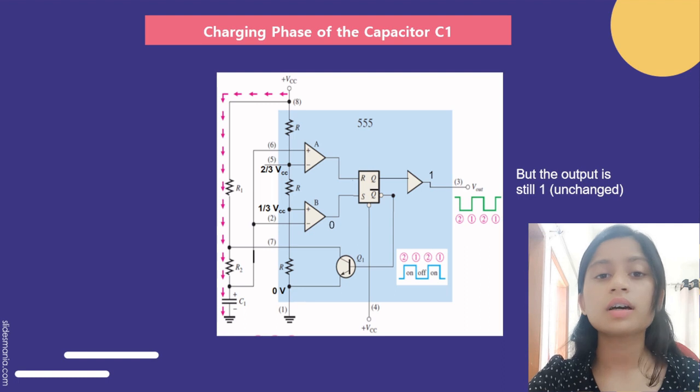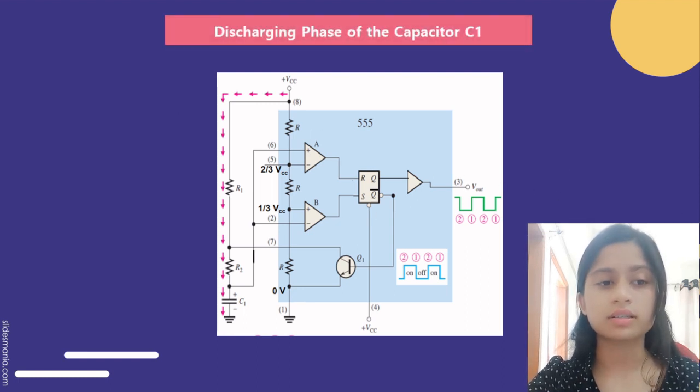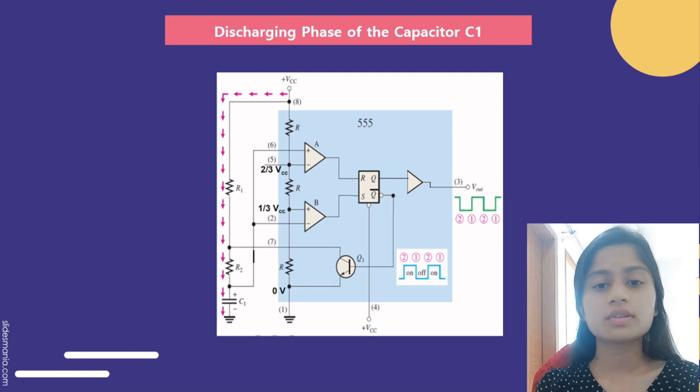Q1 is our BJT transistor, which will still be off, and thus we can see that during the charging phase the output of the 555 timer remains high. Now let's talk about the discharging phase.